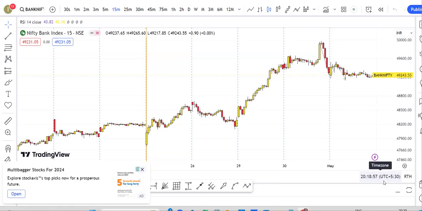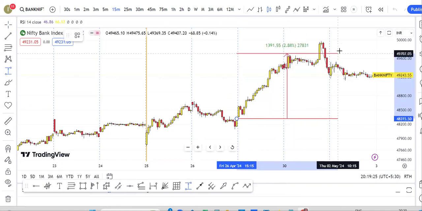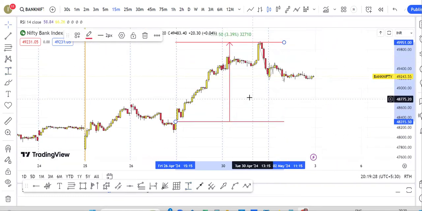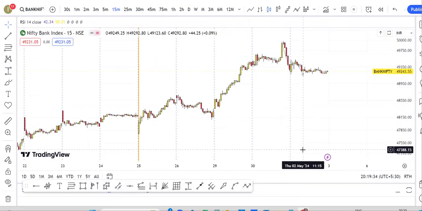Someone in the comment section asked me, Madam, how to make 50 points in the index. In Bank Nifty, it is very easy to make 50 points because its move is sometimes more than 200 to 300 points. Sometimes even if I measure here, this is totally 1600 points. You can make very good money. For that, you need to make preparation.